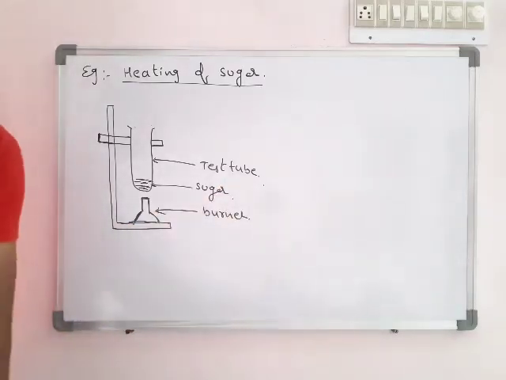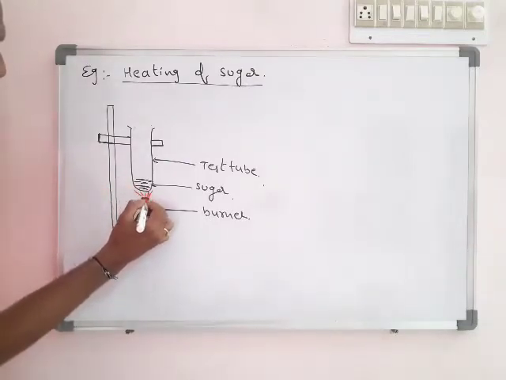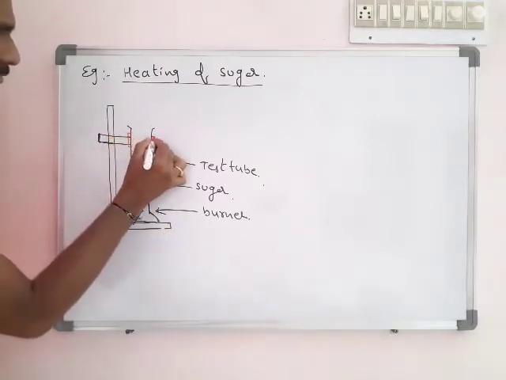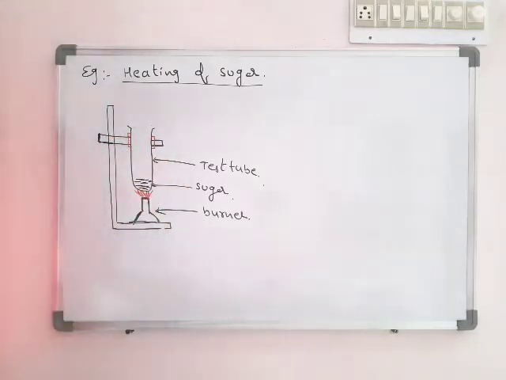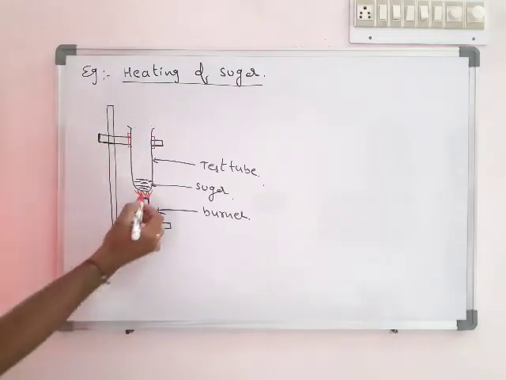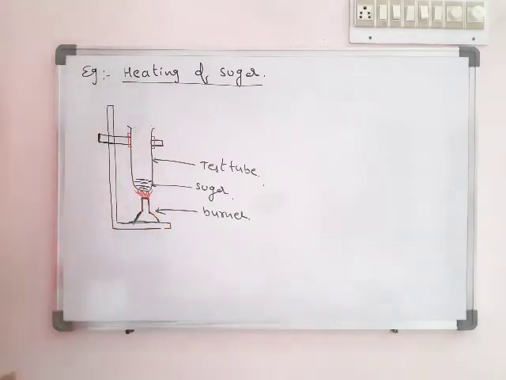So now on heating, what happens? We observe on heating. It is perfectly tightened to the stand. So we are taking the sugar. On heating that sugar, what happens? What we observe on heating the sugar crystals, here sugar in the form of crystals.